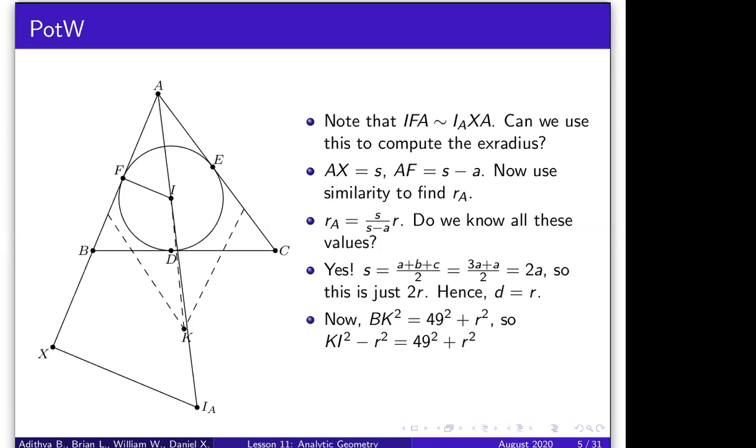The power is Ki squared minus R squared by the formula for power. So now rearranging, we have Ki squared is equal to 49 squared plus 2R squared. So Ki is equal to the square root of 49 squared plus 200, which comes out to 51. And that's our answer.